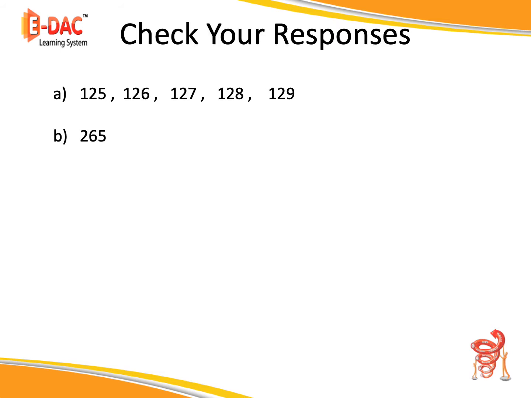Let us check your responses now. In the first question, you were supposed to write the numbers which come between 125 and 129. So the numbers are 126, 127 and 128. In the second question, you were supposed to write the number which will be formed if you add those 3 numbers. So the number that will be formed is 265. Did you get them correct? Wow, you are learning it really nicely.